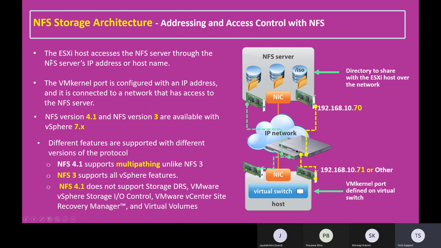Let's start one by one. The first point is that the ESXi host accesses the NFS server through the NFS server IP address or hostname. That's correct. In our diagram, I mentioned our Active Directory DNS server IP, because in today's lab, on the same server with the .70 IP, I'm going to add an additional role, the NFS role. So this server also becomes an NFS server, with the directory to share with the ESXi host. You can create the directories today also. We can create multiple directories to provide access to the ESXi host. That is the first point.